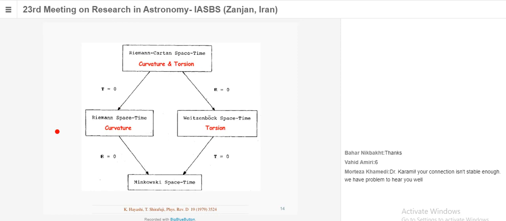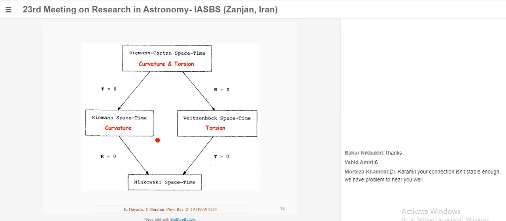In this slide, I can show you the differences between teleparallel gravity and general relativity. Here, we see that for the Riemann-Cartan spacetime, we have curvature and torsion, but this Riemann-Cartan spacetime has two subspaces. One is Riemannian spacetime, which has curvature with no torsion, and the other is Weitzenböck spacetime with torsion and no curvature. And if you put R and T equal to zero, where R denotes the curvature and T denotes the torsion, we recover the Minkowski spacetime.